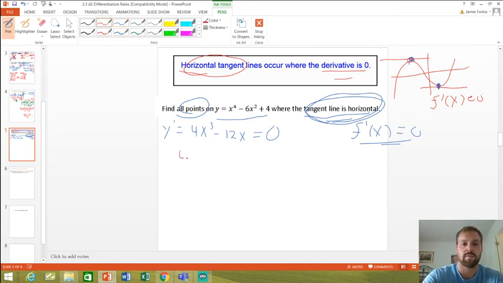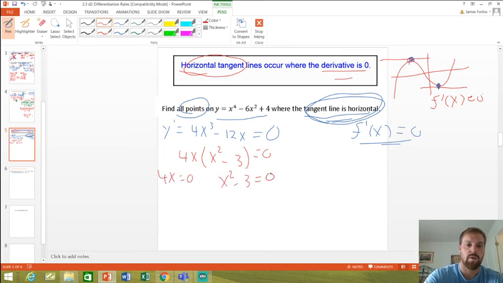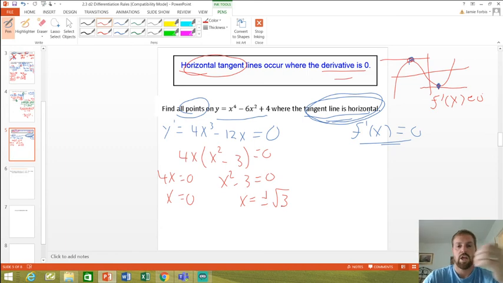We can solve this. So take out a GCF of 4x. We're left with x squared minus 3 equals 0. And set each factor equal to 0. So we get that x equals 0, and we get that x equals plus or minus the square root of 3. So it looks like there are 3 points on this graph where we have a horizontal tangent line. And we'll actually figure out what those points are.